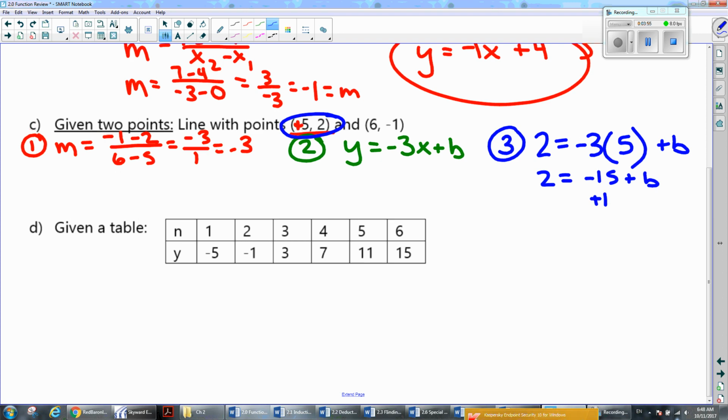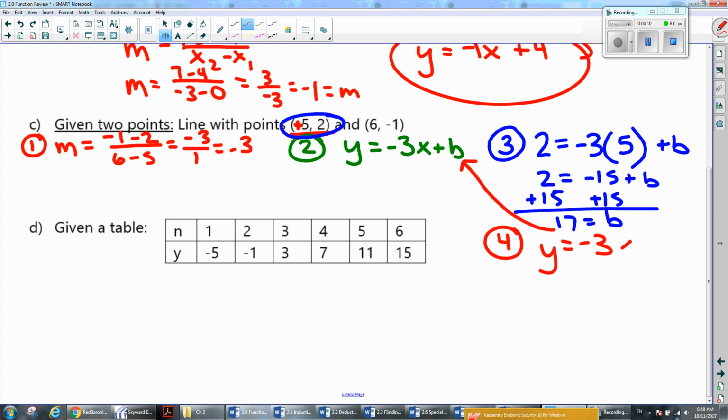If I add 15 to both sides, we get 17 equals b. So your fourth and final step then would be to plug in your b value into this equation. So we have y equals negative 3x plus 17.